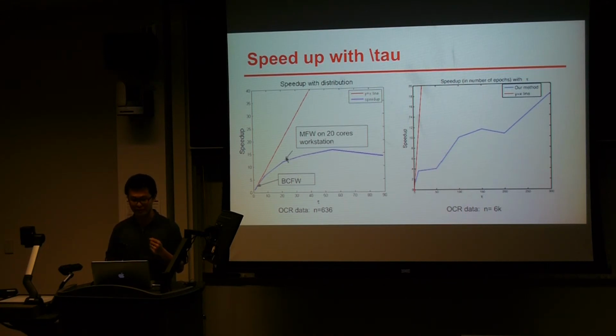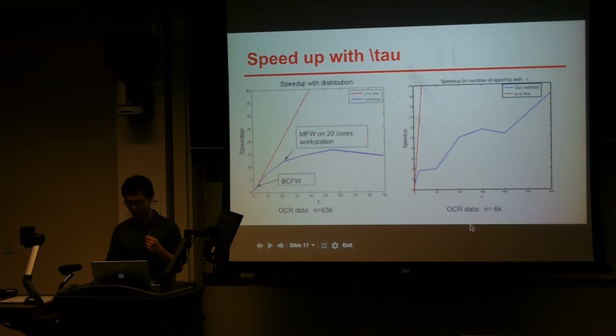Suppose we are running the algorithm on a 20-core workstation. This basically says that if we run the parallel version of the algorithm, our proposal, we can get more than 10 times speed up over the vanilla block coordinate based Frank-Wolfe algorithm.